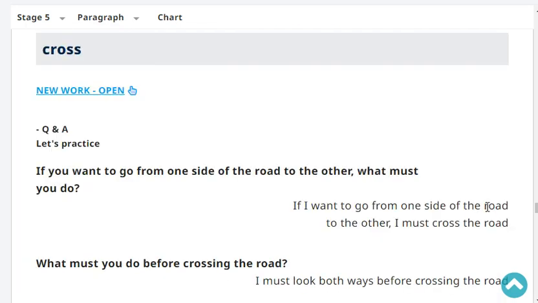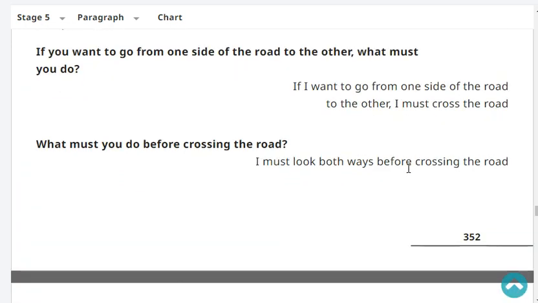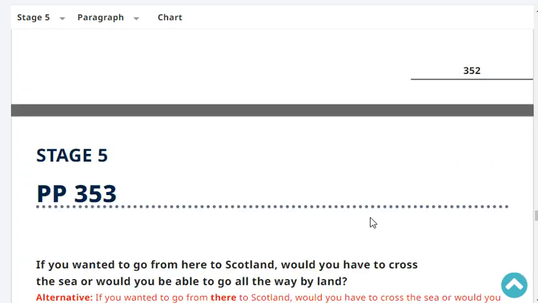If you want to go from one side of the road to the other, what must you do? If I want to go from one side of the road to the other, I must cross the road. What must you do before crossing the road? I must look both ways before crossing the road. Very good.